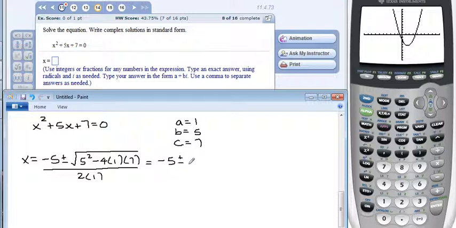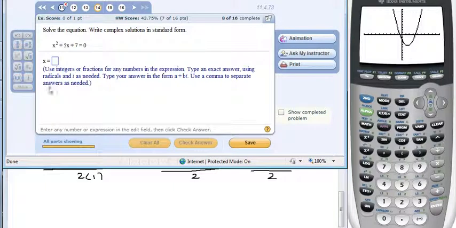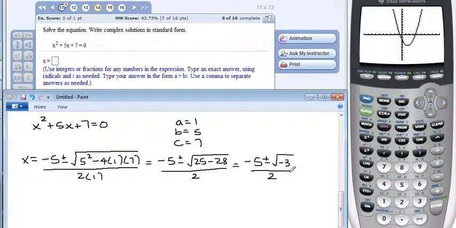Minus 5 plus or minus, what do we have? We have 5 squared, which is 25, minus 4 times 1 is 4 times 7 is 28. 2 times 1 is 2. 25 minus 28 is negative 3. Now, obviously, we don't have any real answers because we've got a negative underneath there, correct? But there is no other choice as far as there are no real solutions. We have to get the complex solutions in there.